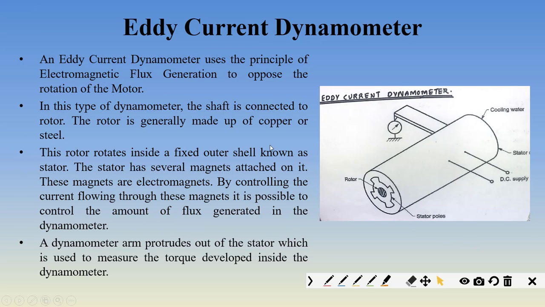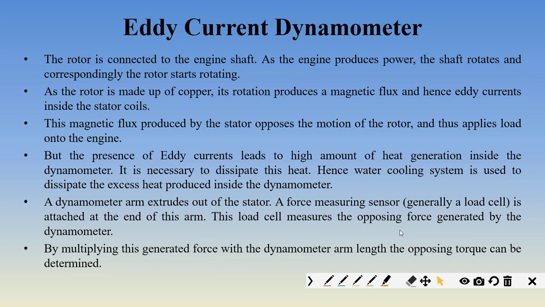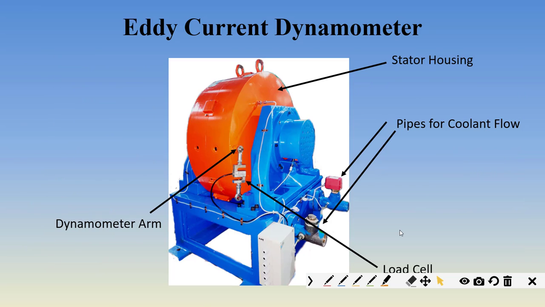This next dynamometer is the eddy current dynamometer. In the previous two dynamometers, we absorbed power using friction. In this case, we are not using friction. We are using the fact that an opposite EMF is generated. How does the eddy current dynamometer work? I will just explain in short.